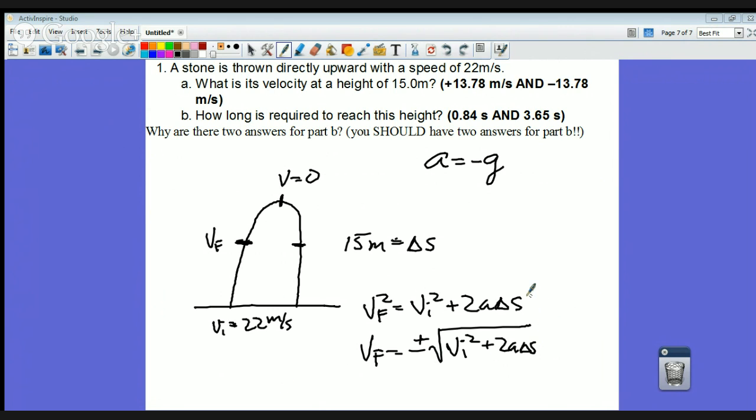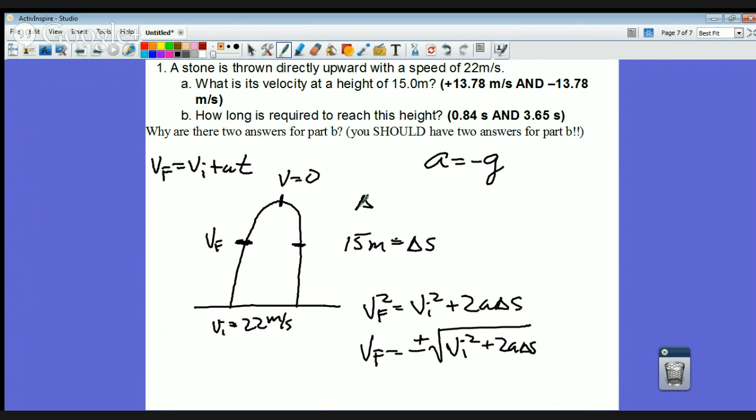Okay, so that's how you find the velocity, and then for b, how long is required to reach that height? Well, once you know the velocity, that makes it a lot easier. You know VF, you know A, and you're looking for T. So you've got VF is equal to VI plus AT. Is that to find T? Without that, you know that we're looking for 15 meters.